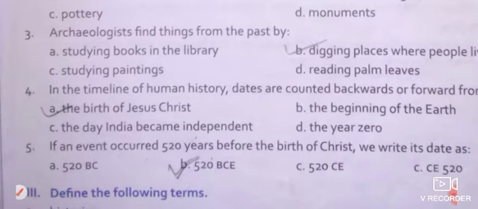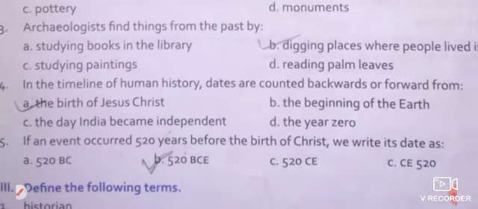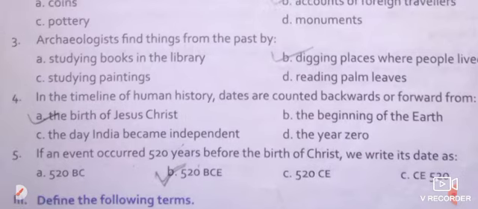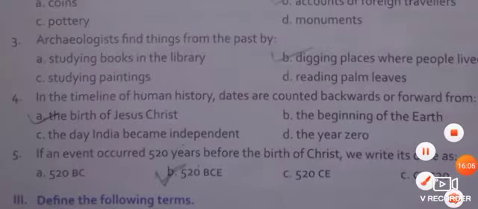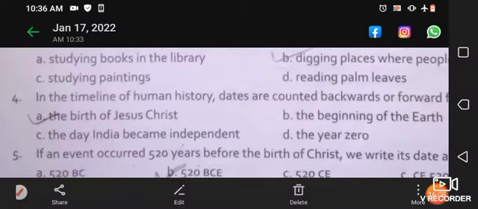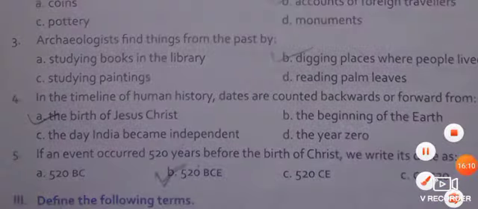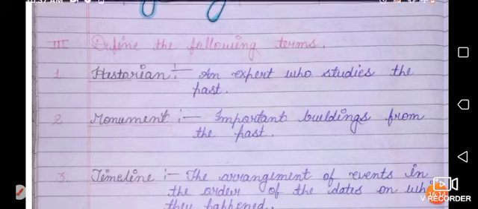Fifth one is, if an event occurred 250 years before the birth of Christ, we write its date as 250 BCE. So here option B is the correct answer. Tick on it, let's move on to the next exercise.